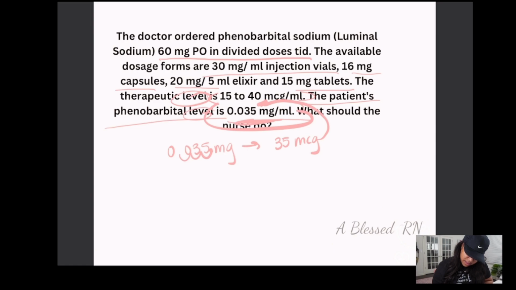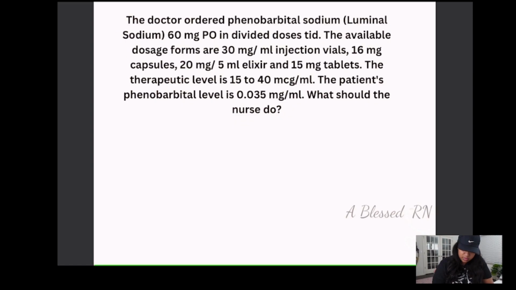We have the phenobarbital, and we need 1 dose of it. So that would be 60 milligrams divided by 30, which would be 20 milligrams. Do we see any preparation that is how many milligrams that we need? It's right here. So that's how much we're going to give them, 20 milligrams.